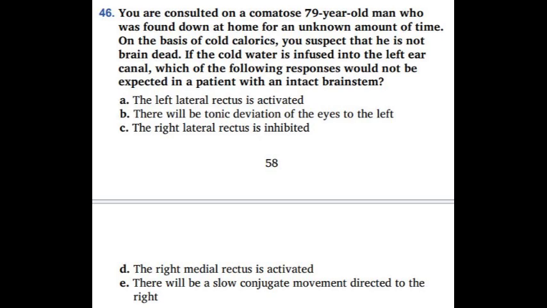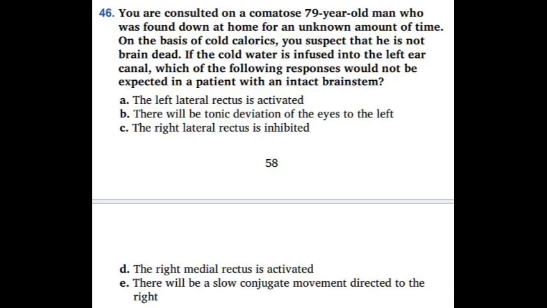So we have a patient who has an intact brainstem, and this patient is comatose. So we're asking which of the following is not to be expected. Remember, in this patient, you put cold water in the left ear. What do you expect? You expect that you're going to deactivate the vestibular apparatus on the left ear, and the medial rectus on the left eye will be deactivated. The lateral rectus on the left eye will be activated. The medial rectus on the right eye will be activated. The lateral rectus on the right eye will be deactivated, and the eyes will move towards the left. So the left lateral rectus will be activated. That will actually occur. B, there will be tonic deviation of the eyes to the left. That will actually occur.